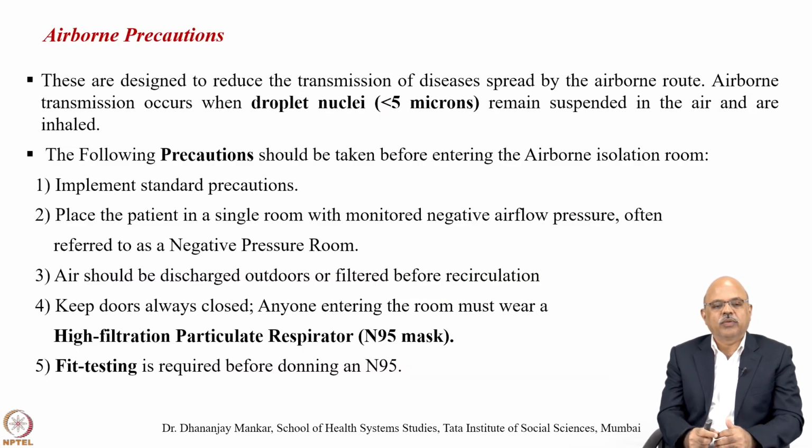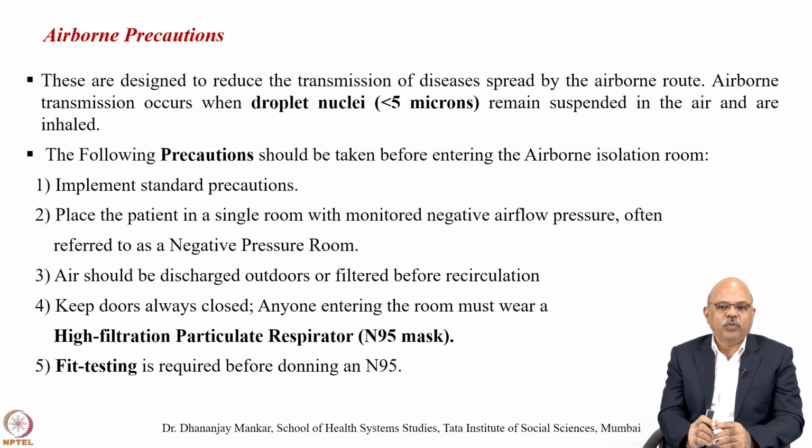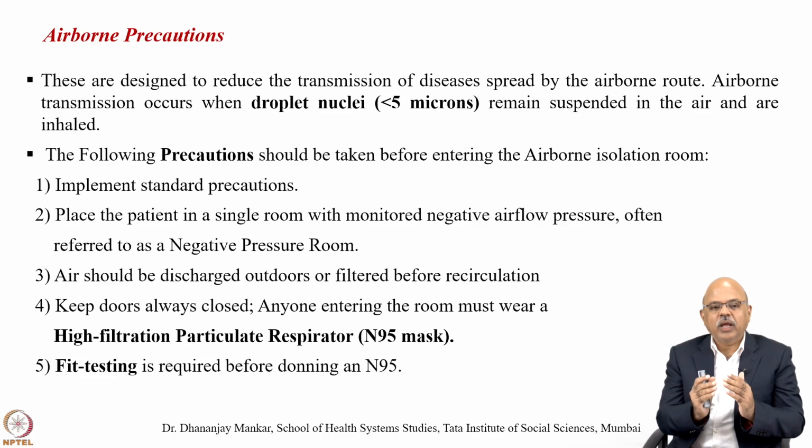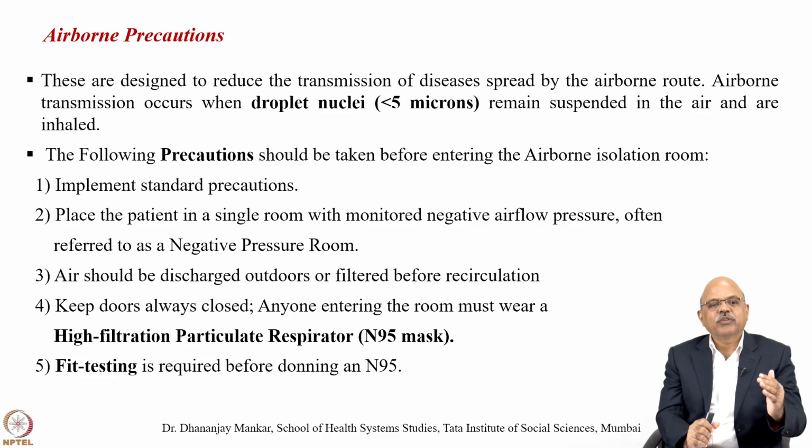What are airborne infections, and what precautions do we take? Airborne infections are those transmitted through the airborne route, and to tackle them we need airborne precautions. These precautions are designed to reduce the transmission of diseases spread by the airborne route. Airborne transmission occurs when droplet nuclei of less than 5 micron remain suspended in the air and are inhaled, which becomes a problem to your lung.